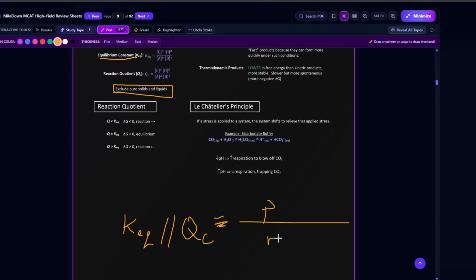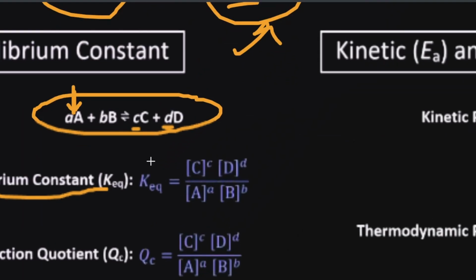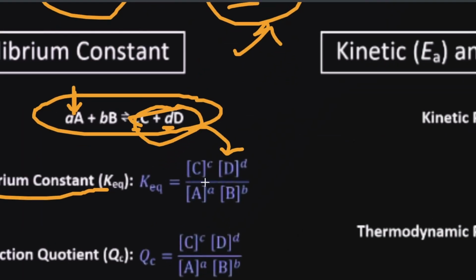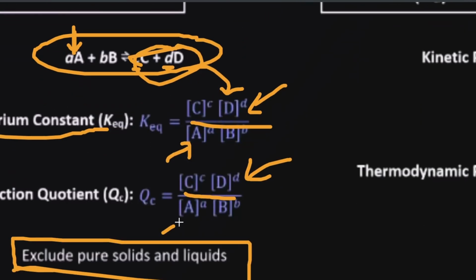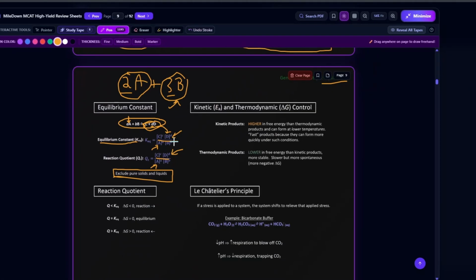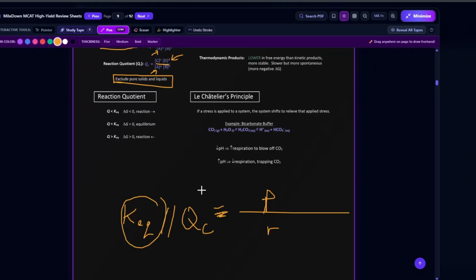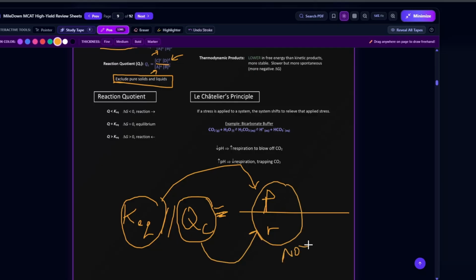Products over reactants. Because if you notice here, only the products are in the numerator. Only C and D. And then the reactants are in the denominator. So that's a way to help memorize it. So that's what it's trying to look for. Keq just means at equilibrium, what is the ratio of products and reactants? Reaction quotient is what's the ratio of something that was not at equilibrium, right?